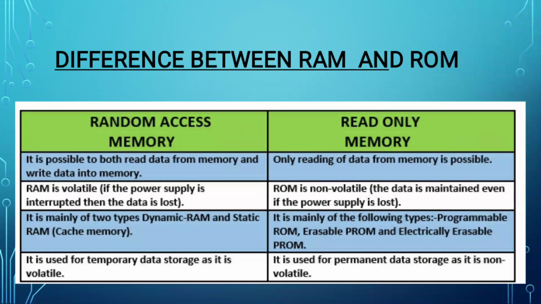Firstly, random access memory. It is possible to both read data from memory and write data into memory. RAM is volatile: when the power supply is interrupted, data is lost. It is mainly of two types, dynamic RAM and static RAM, cache memory. It is used for temporary data storage as it is volatile.